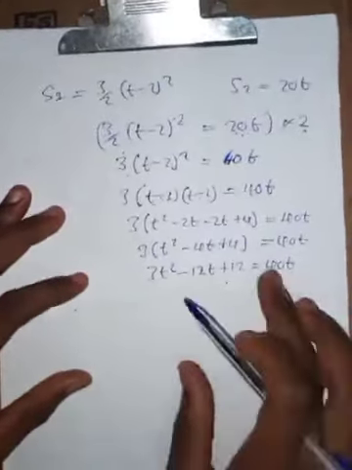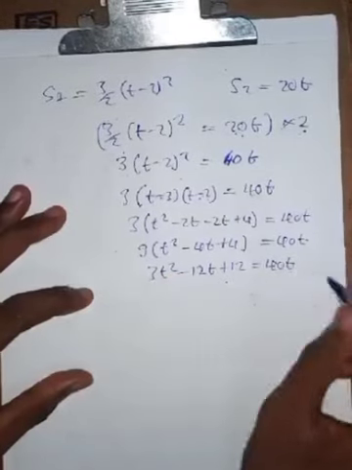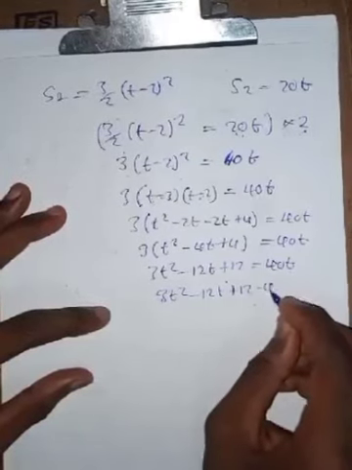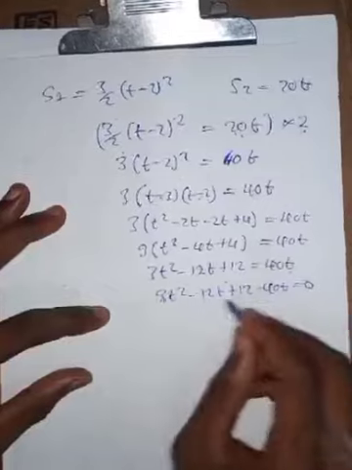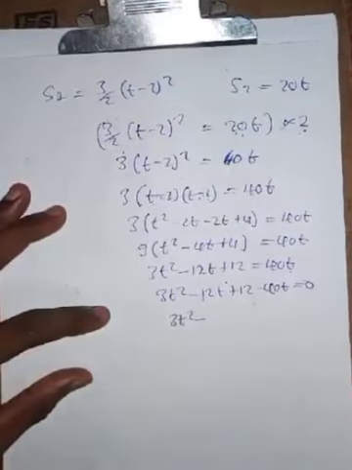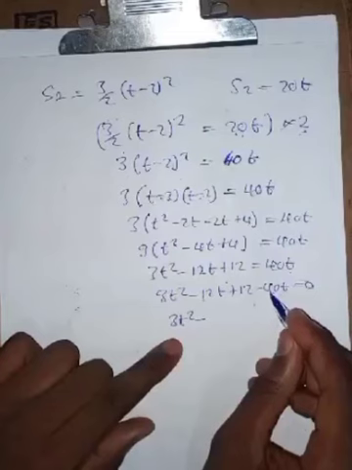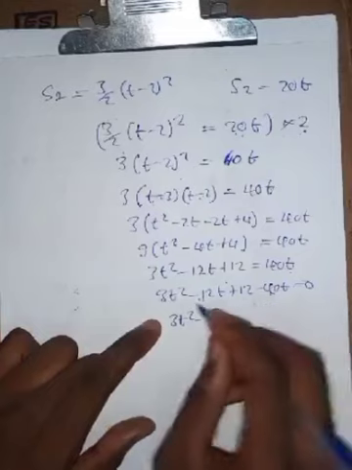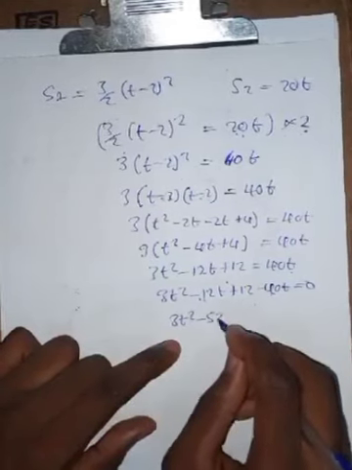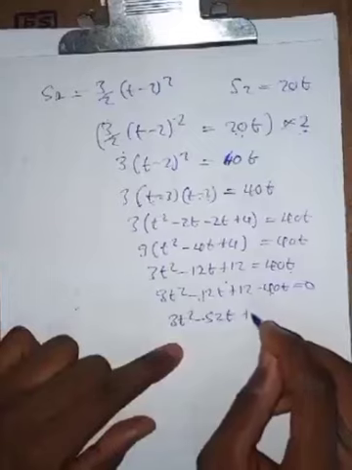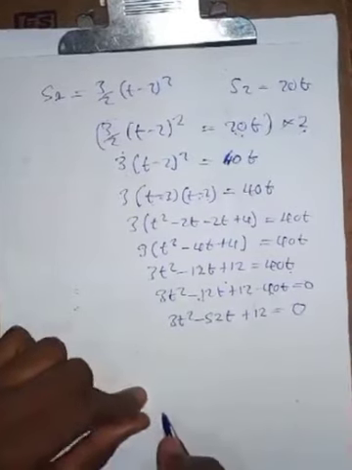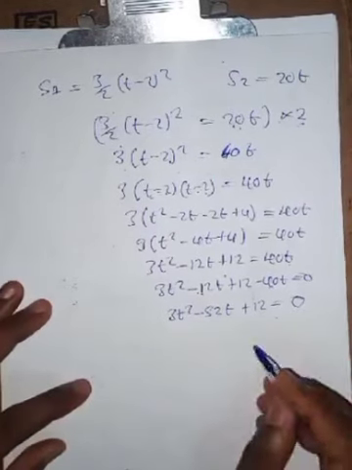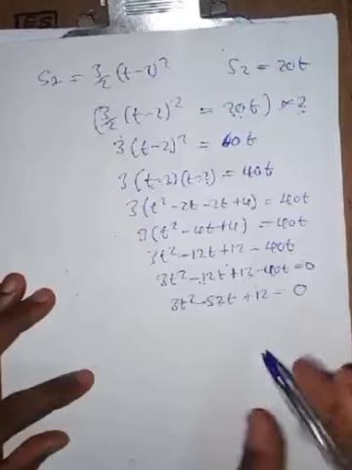Let's bring this 40t here so we can have a quadratic equated to 0. 3t squared minus 12t plus 12 minus 40t is equal to 0. This and this can add. 3t squared minus, what is this going to be? 40 plus 12 is 52. Good. 52t plus 12 is equal to 0. Yeah, that is very much important. Then this quadratic should be solved very well.